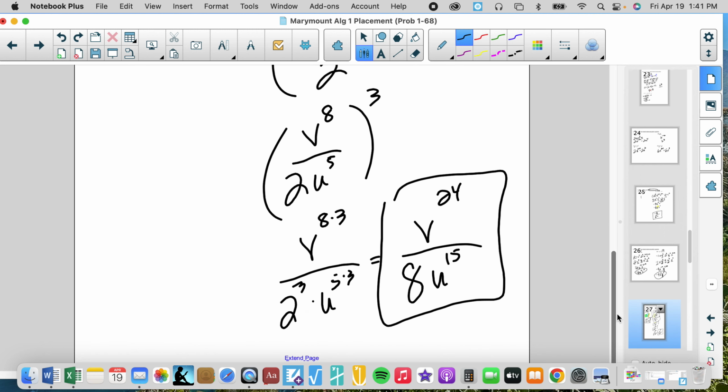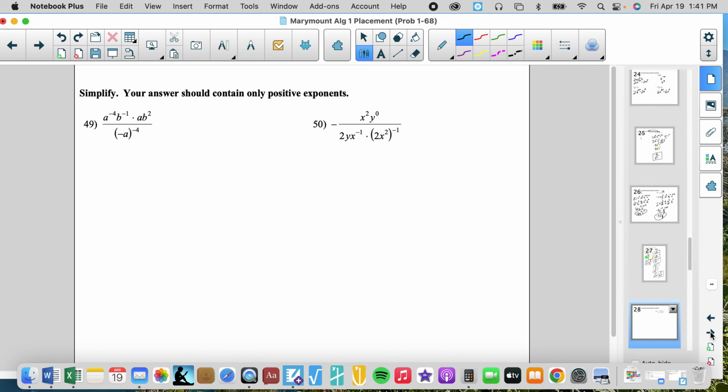Number 48. V to the 24th over 8 u to the 15th. Would you? Let's go.